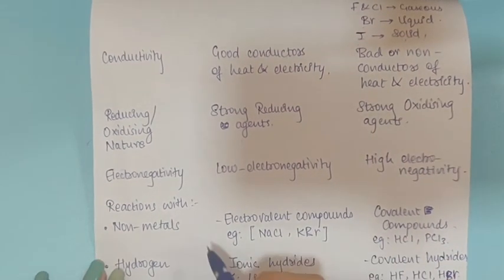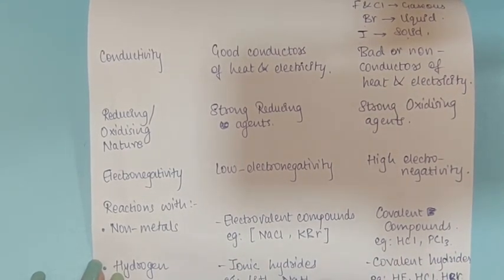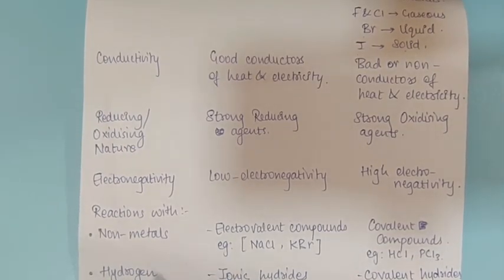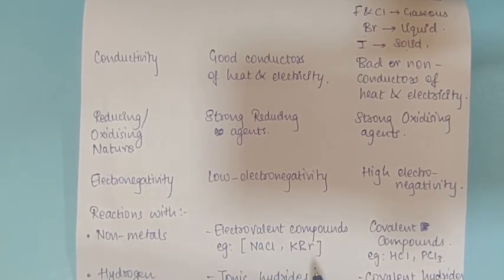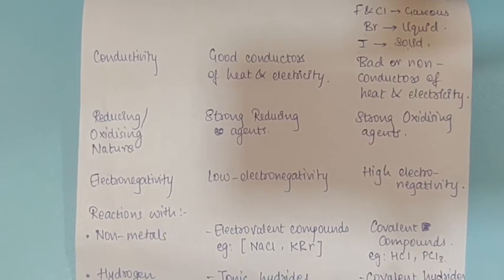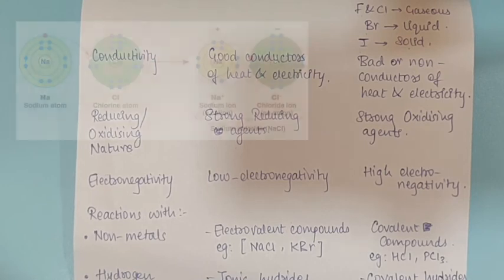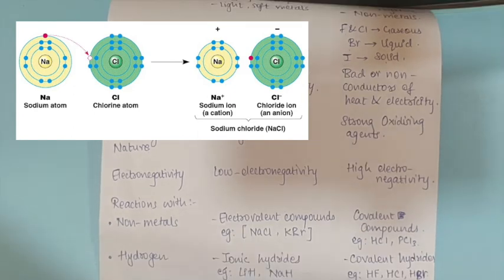Coming to what these elements can react with. The group 1 elements can react with non-metals and form electrovalent compounds. So now what is an electrovalent bond? Let's see that. An electrovalent bond or an ionic bond is a type of chemical bond formed by the transfer of one or more electrons from one atom so that oppositely charged ions are produced.